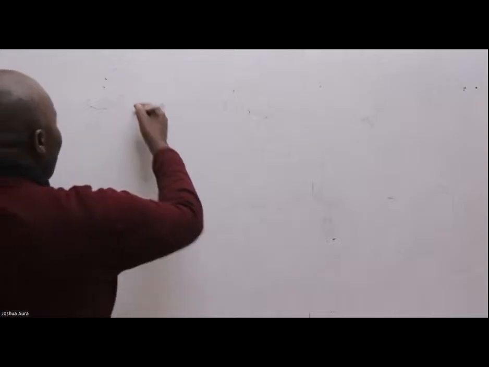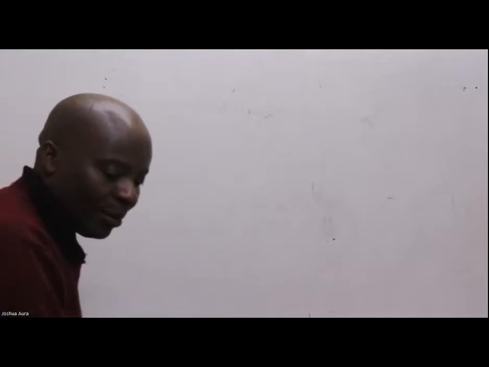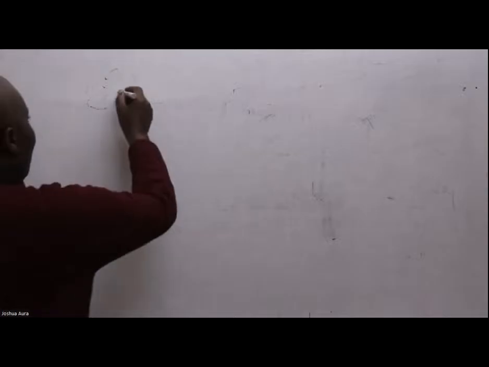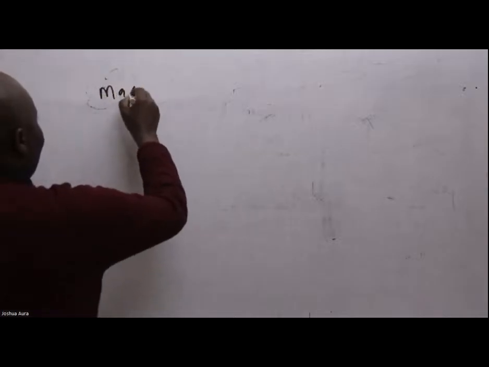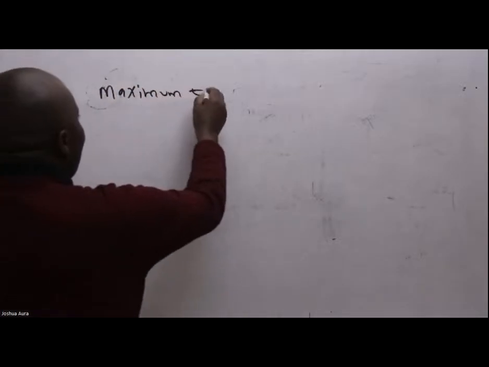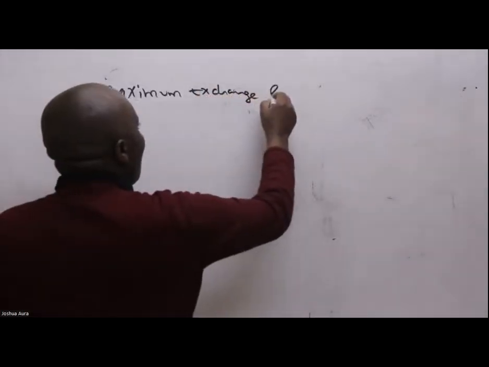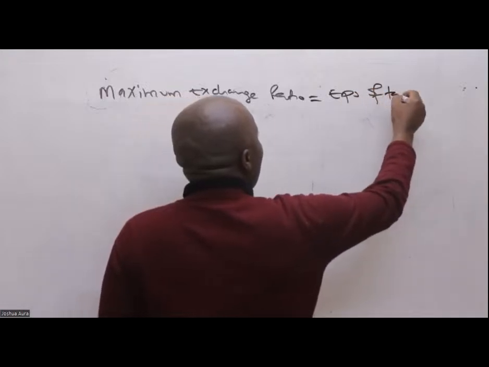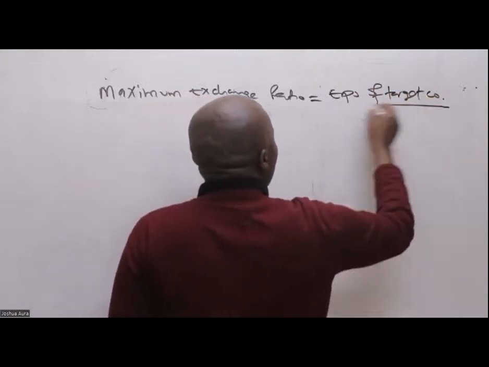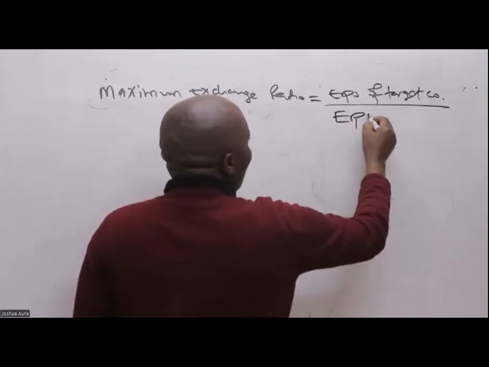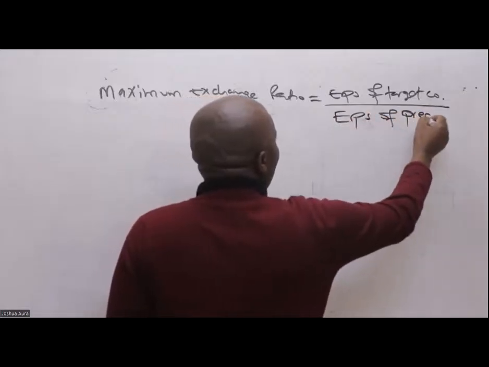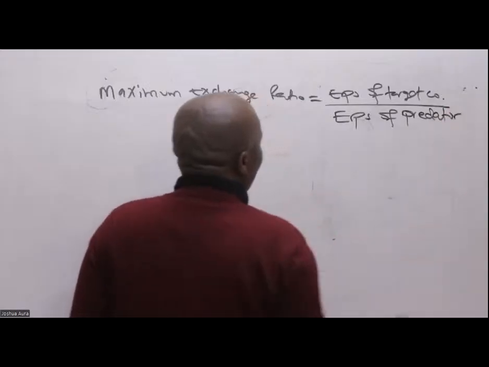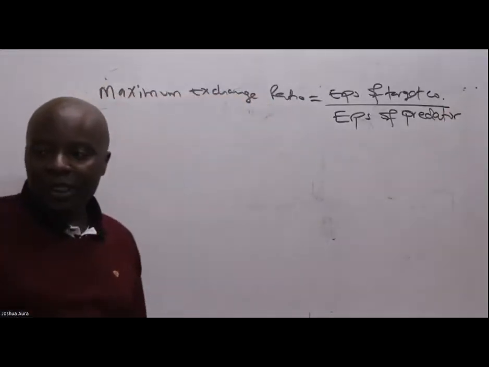So we have here the maximum exchange ratio. Maximum exchange ratio is EPS of the targeted company all over EPS of the predator. A very, very important formula.